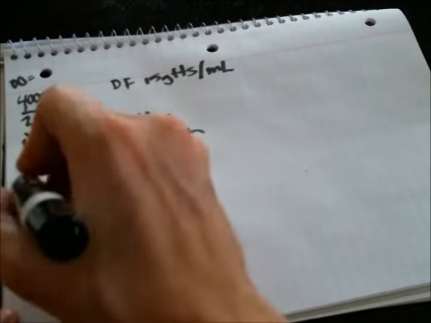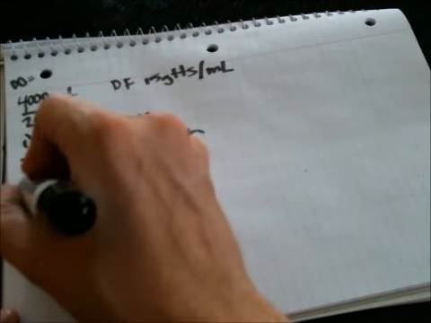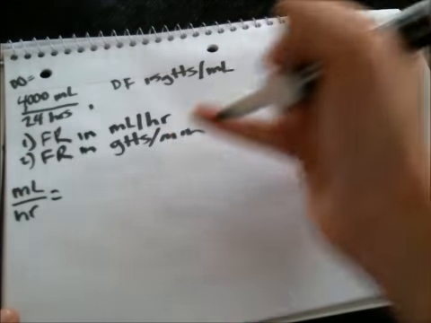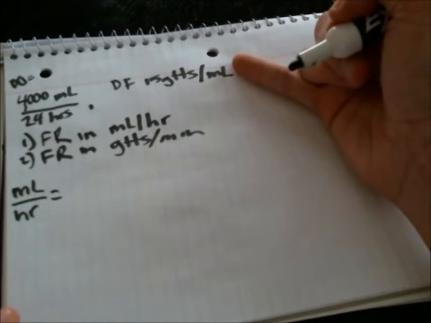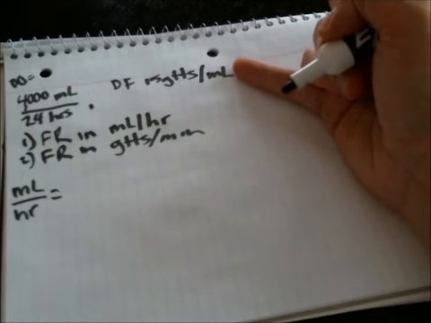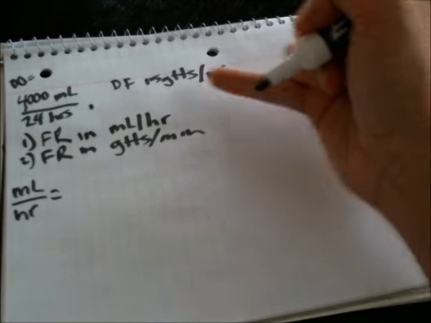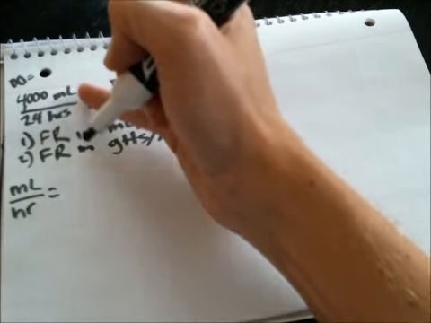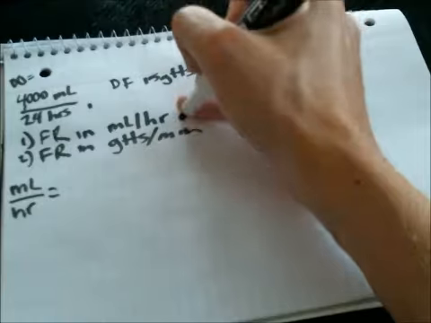Let's start with number 1. We're looking for milliliters per hour, so let's write that out right from the start. First piece of information that we can use. Technically, we could use either one. This is where there's a little bit of flexibility. You can use either one, but you'll see that the flow rate is in milliliters per hour.